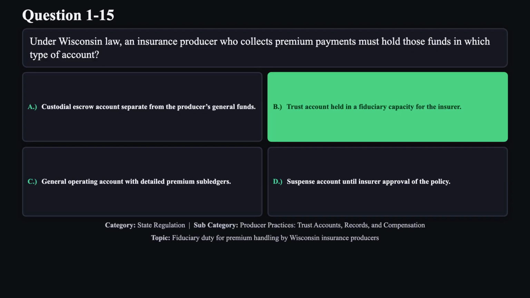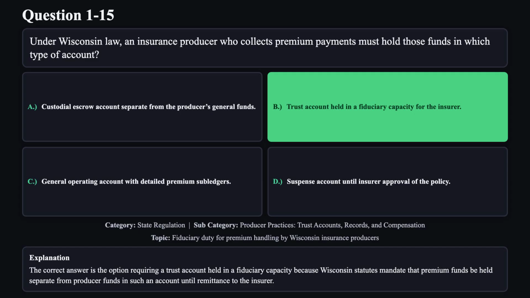The correct answer is B. The correct answer is the option requiring a trust account held in a fiduciary capacity, because Wisconsin statutes mandate that premium funds be held separate from producer funds in such an account until remittance to the insurer.